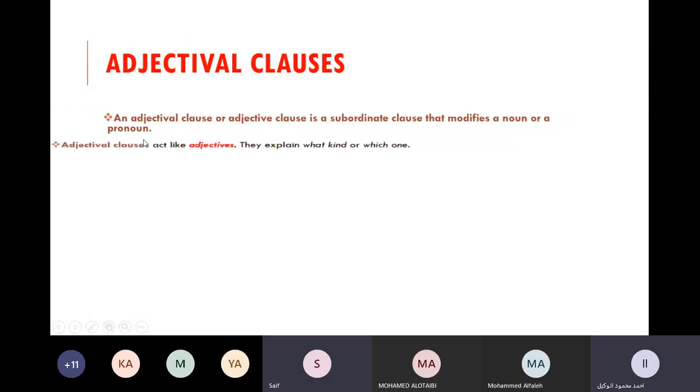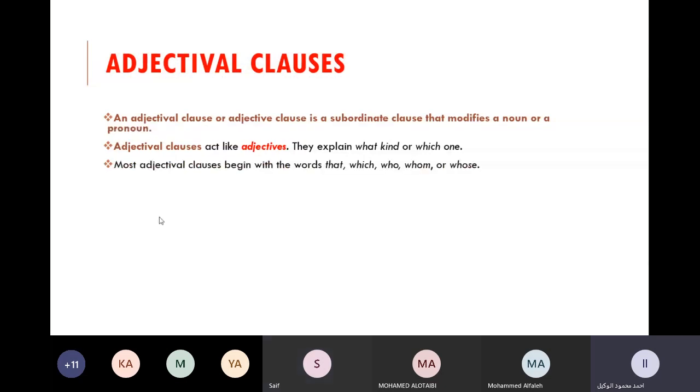Okay, Mr., I'm sorry, but I don't understand. Okay, adjectival clauses act like adjectives. They explain what kind or which one. Meaning that you have a subject, you have a verb, and you have a complement. And then you bring an adjectival clause to describe one of them.